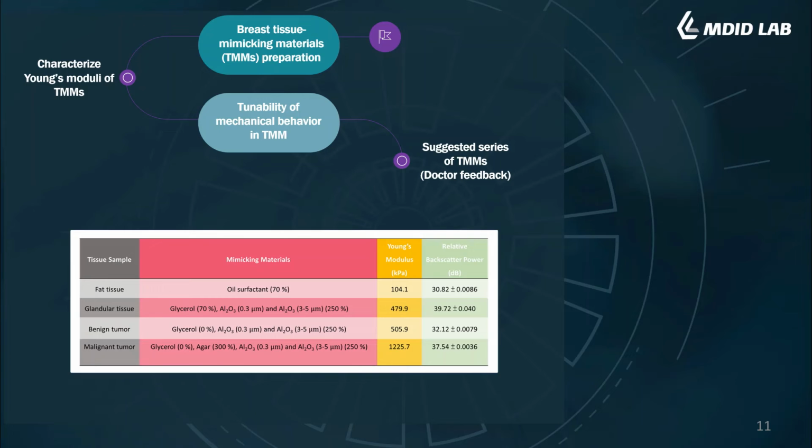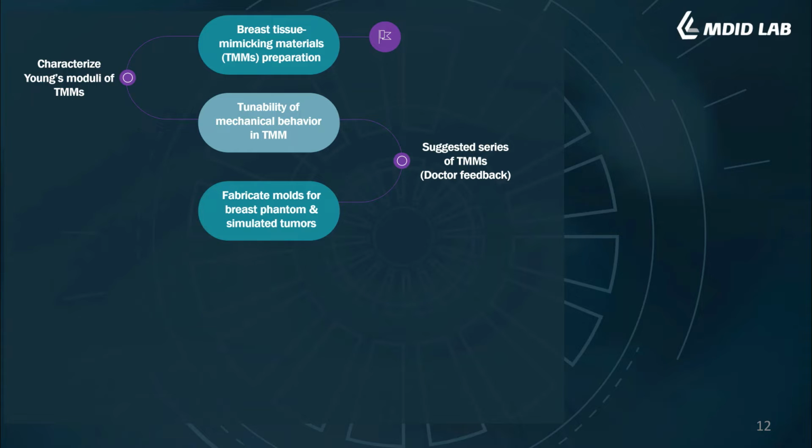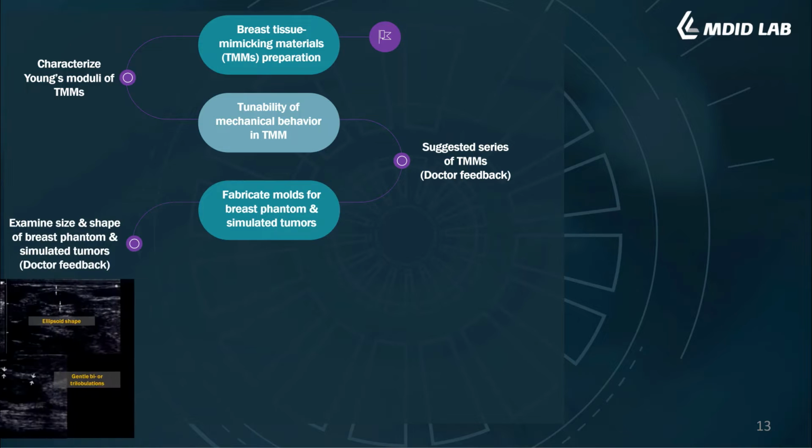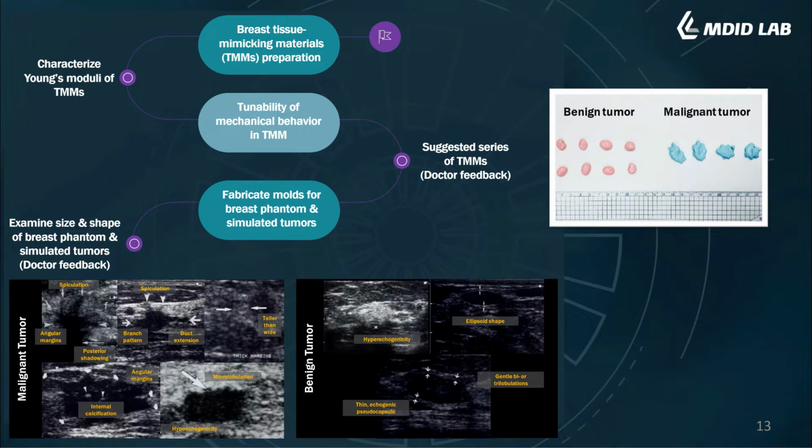Based on the feedback, the suggested TMM from the literature were then tweaked to produce Young's modulus similar to human fat, granular tissue, and benign and malignant tumors. Next, the phantom molds were designed using SolidWorks and manufactured through 3D printing. Two silicone molds were produced to shape the simulated malignant and benign tumors. The shapes of the simulated tumors are defined according to the literature and the feedback from an experienced physician.